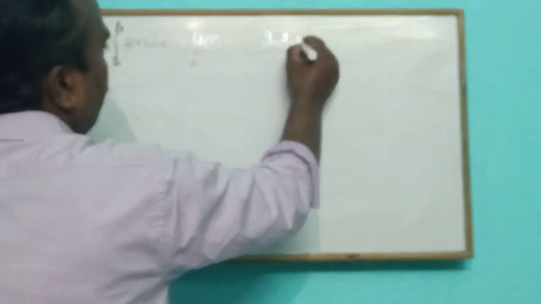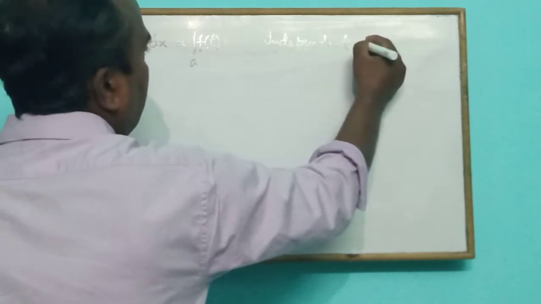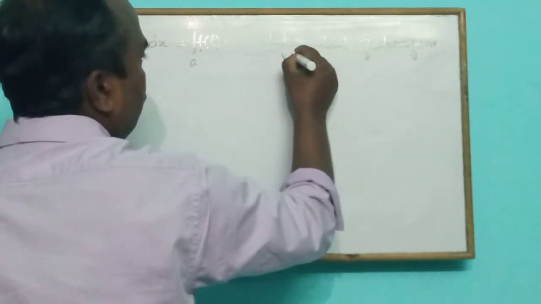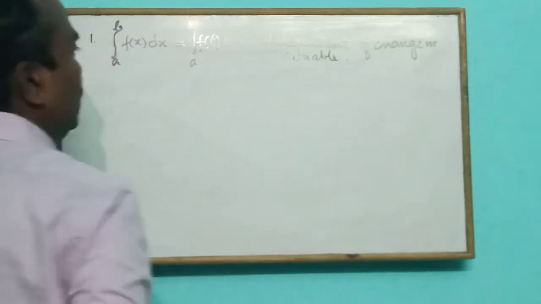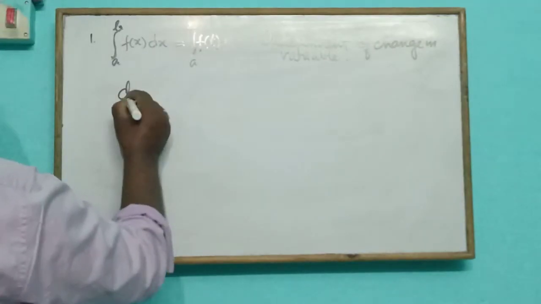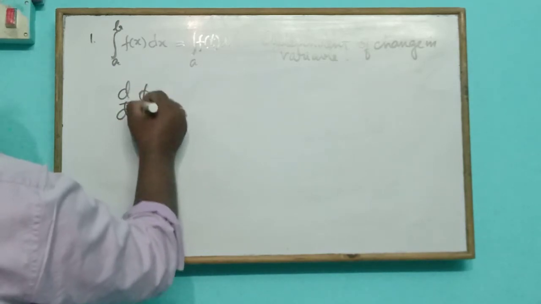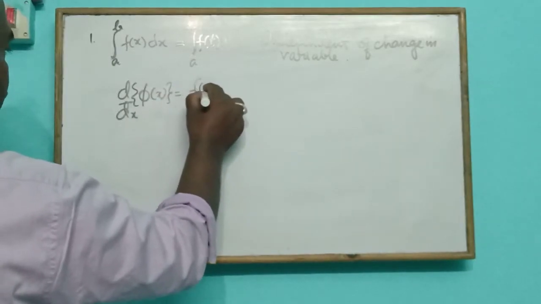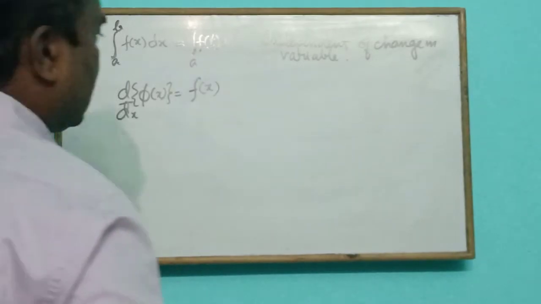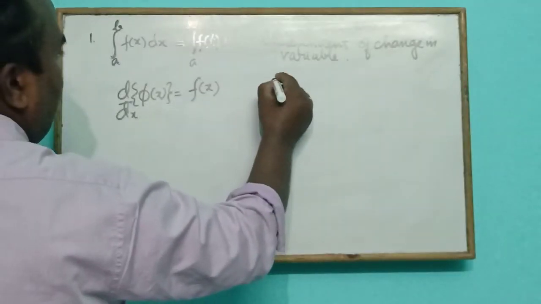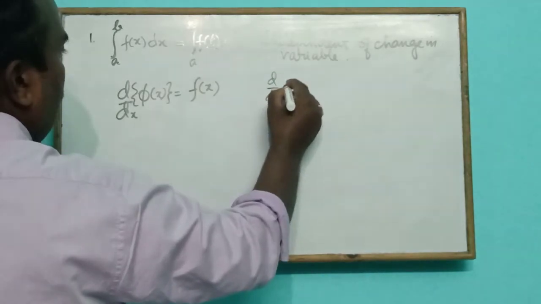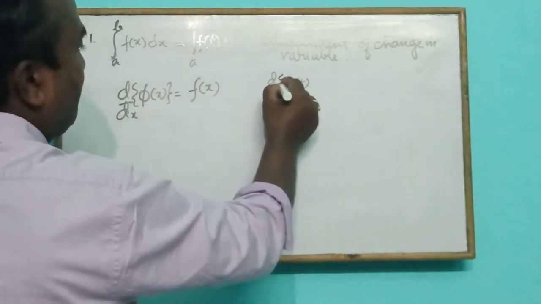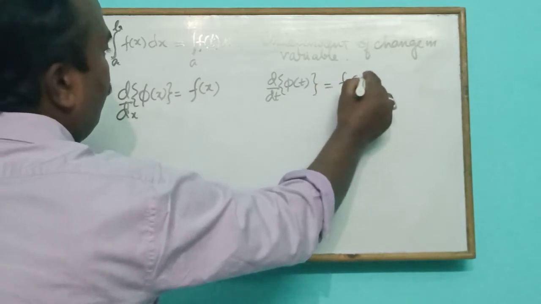Independent of the change in variable. That means if the derivative of phi x is f x, that means the integration of f x is phi x, or we can say that the derivative of phi t is equal to f of t.